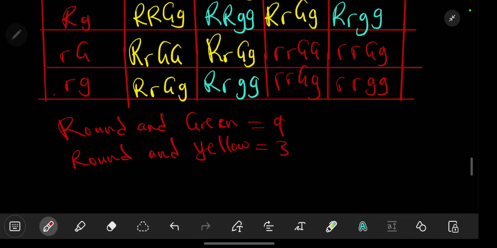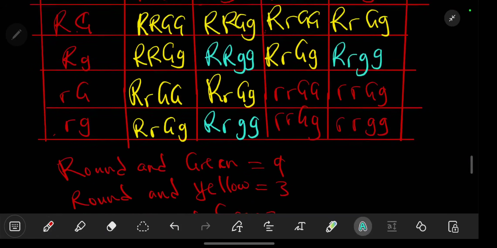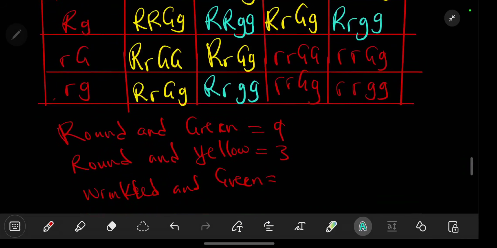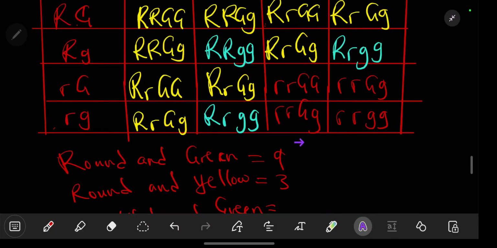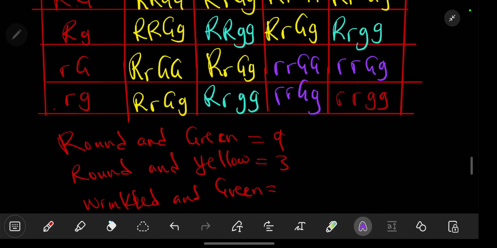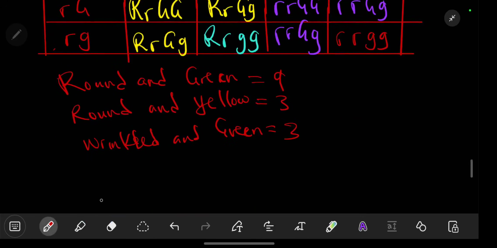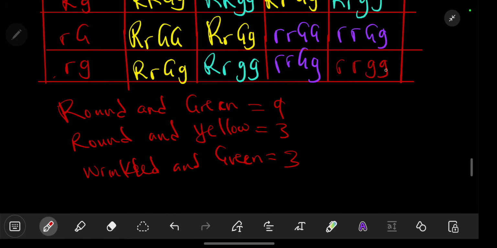Then here we are going to have our wrinkled and green. So wrinkled and green, the outcome will be wrinkled and green, means we must look for a place where there are 2 small letters of R, and at least one big letter G, because it's green. Green has to be big letter G. So we have number 1, number 2, and number 3. So as we can see, we have 3 there.